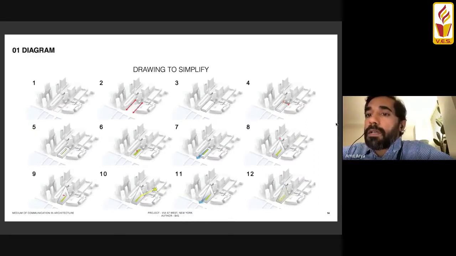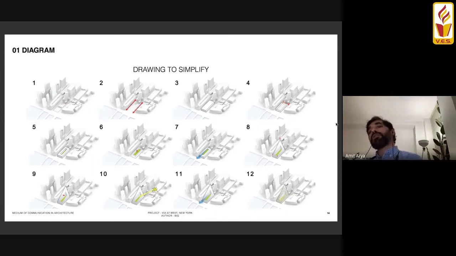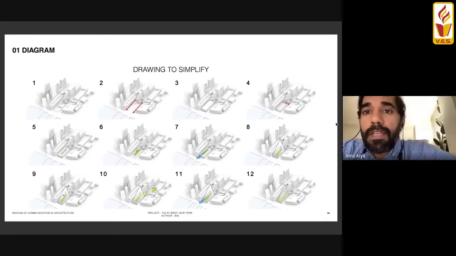And then, of course, what are we doing diagrams for if we are not trying to simplify the narrative of design? This is one of my favorite examples to suggest that, a series of slides for a building which was recently constructed in New York, a residential designed by the Bjarke Ingels Group.